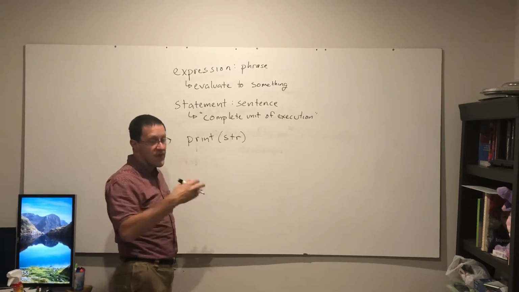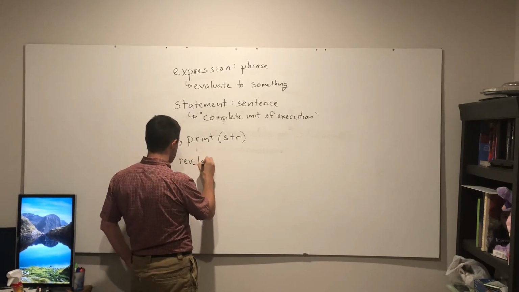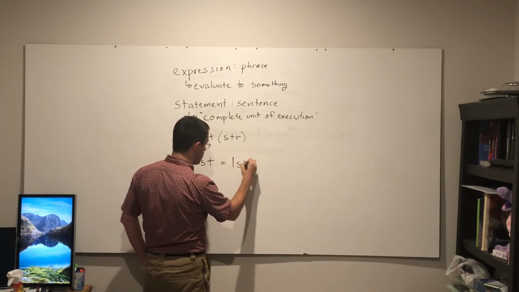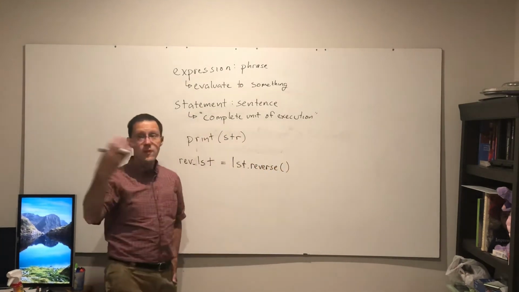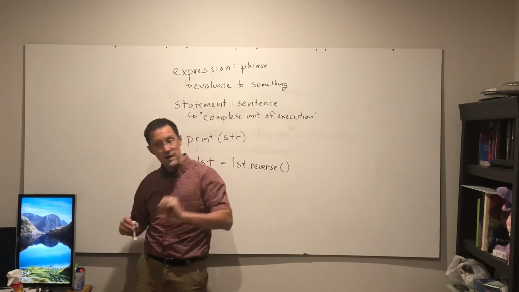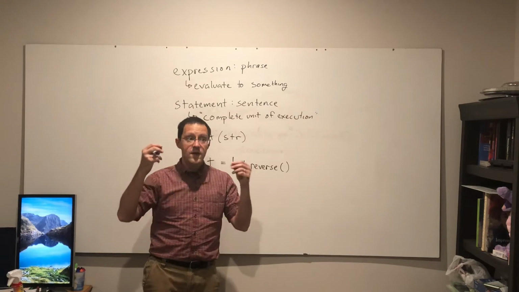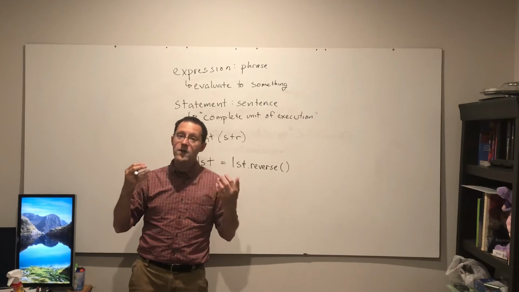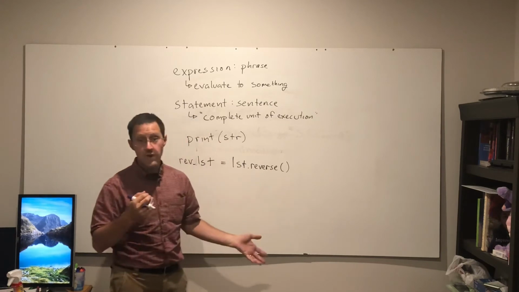The other one is to set a variable. So I can have reverse list equals lst.reverse. Tying this back, these two distinctions, and this is where it's important to recognize that distinction, tying it back to the parsing idea, we can now go back and revisit the structure or the syntax of the assignment operator.